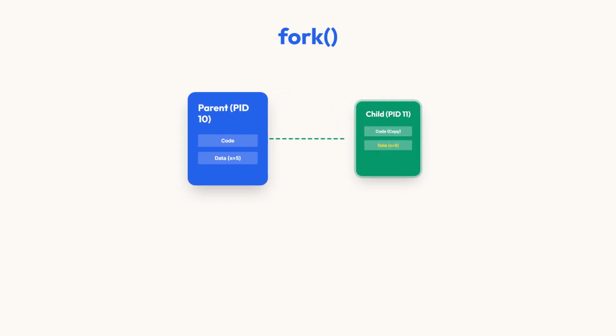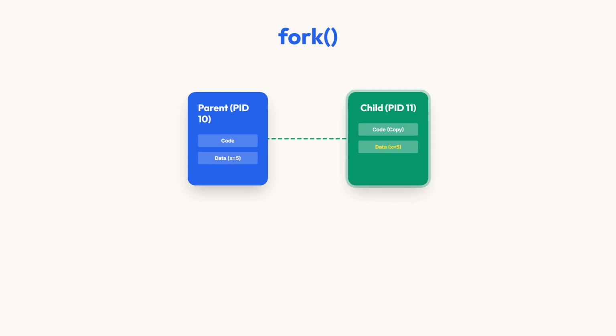So when fork is called, the OS creates a child process by copying the parent process. This means the child starts with the same code and data as the parent. After fork, both parent and child continue execution from the same point. But they are now separate processes. They can run independently and modify their own data.